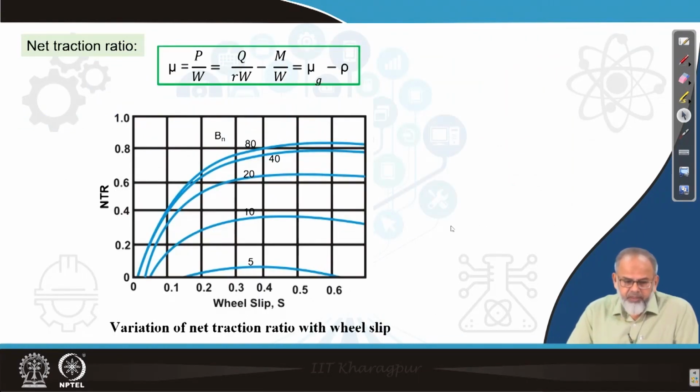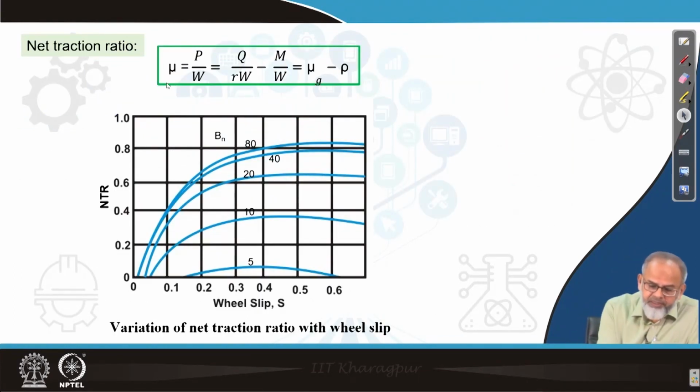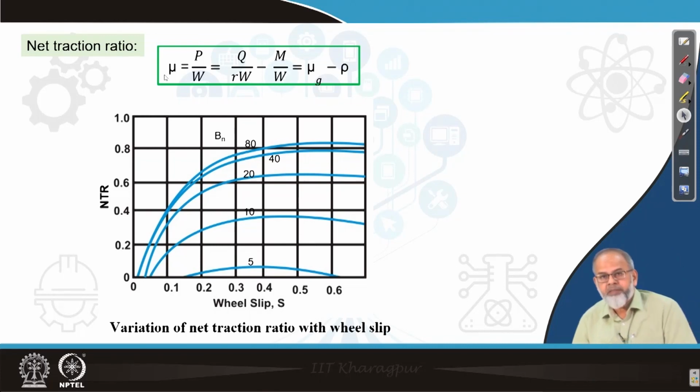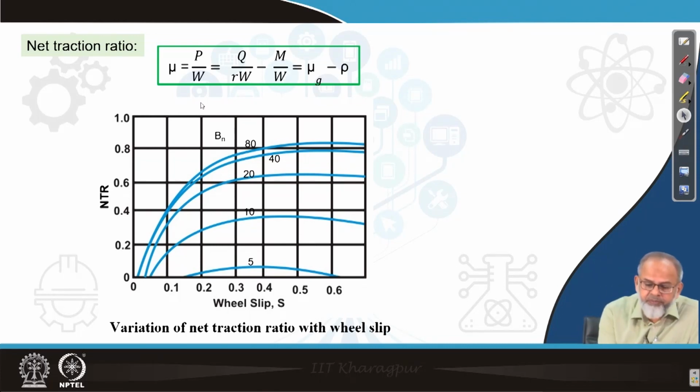Then he derived coefficient of traction and net traction ratio, which is P upon W, the difference between Q by RW minus M upon W. Okay? And then he tried to plot NTR versus wheel slip for different BN values, starting from 5 to 80.